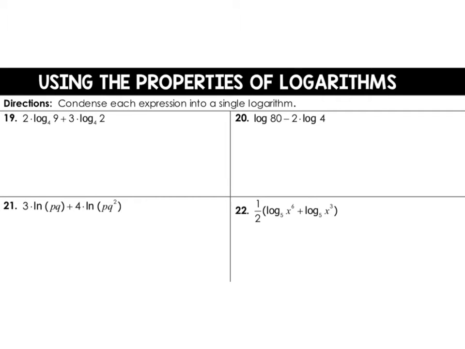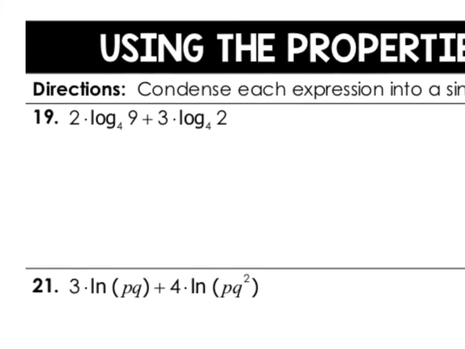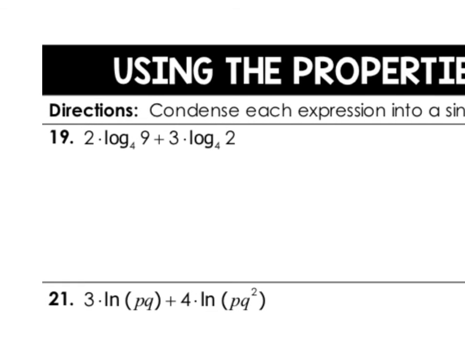Now we are going to use all of the properties of logarithms that we talked about, and we are going to put them all into work and condense each of these expressions into a single logarithm. So we're going to start here with this example 19. And here we have 2 log base 4 of 9 plus 3 log base 4 of 2.